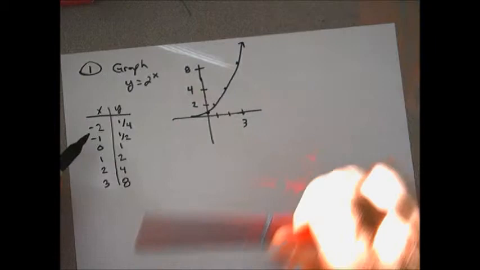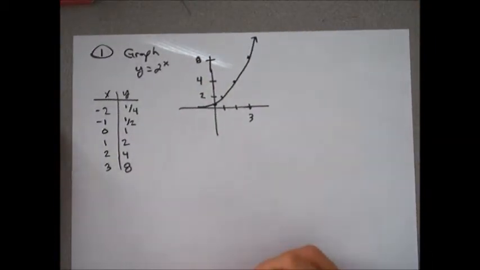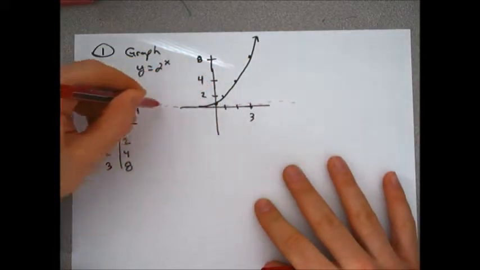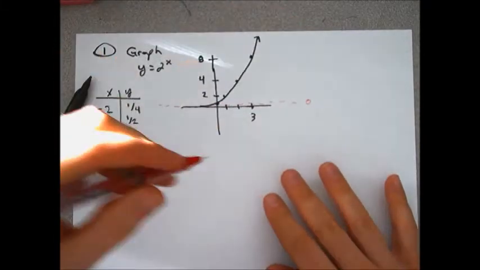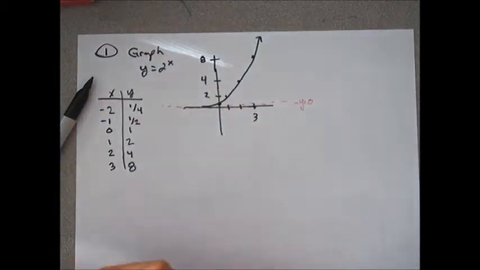If you notice that the further you go in the negative direction, you never actually hit 0. So we say that there is a horizontal asymptote at 0, and that is a left and right line, so we say it's a y equals 0 line.